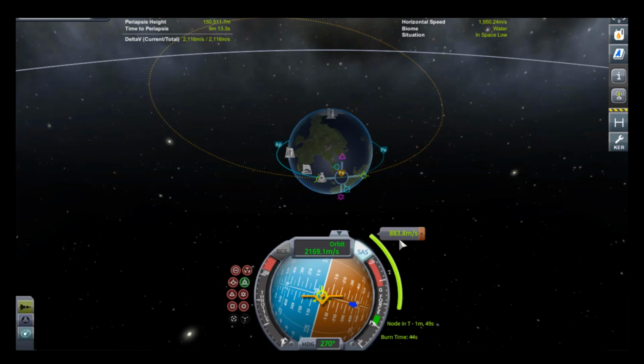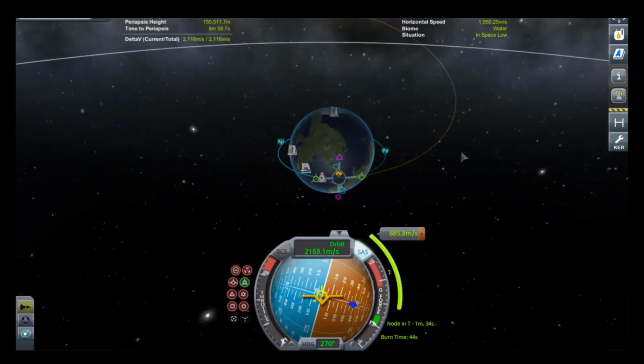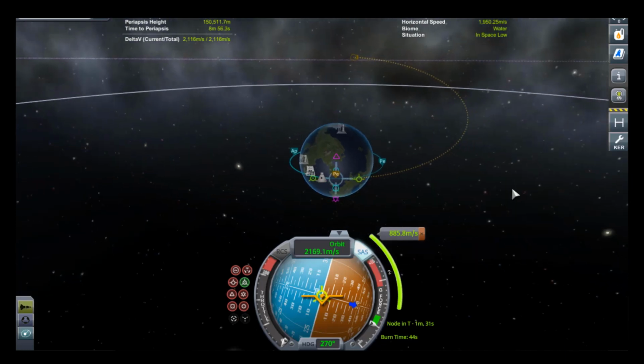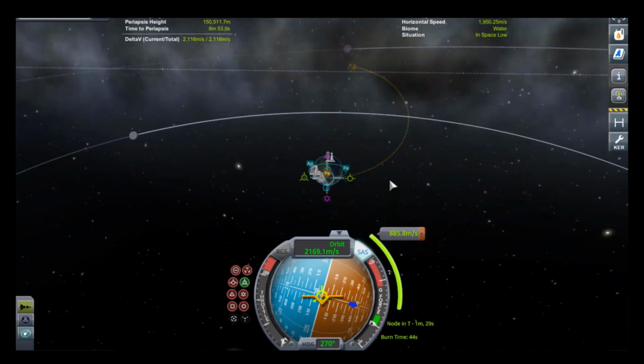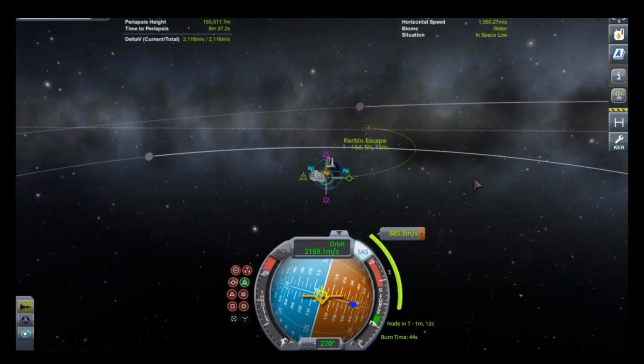So it looks like right here at 883 meters per second delta V, I still have an elliptical orbit around the planet, but as I push that just a little higher, up to about 885, I can see that the trajectory will escape the sphere of influence of the planet. Right there is the point at which we will escape the gravitational influence or the gravitational field of the planet Kerbin.